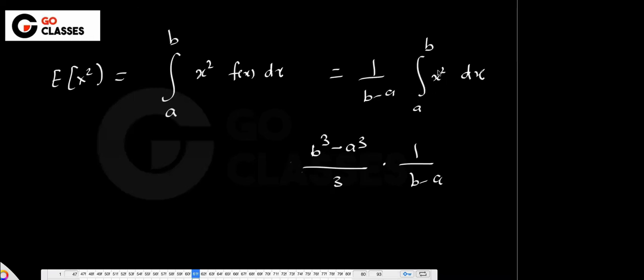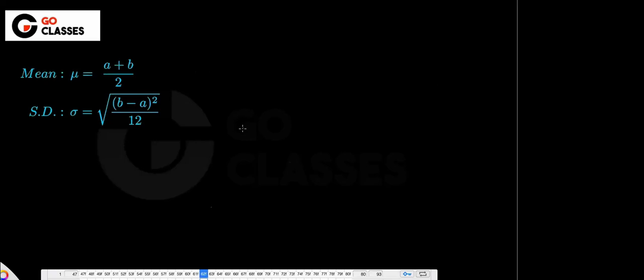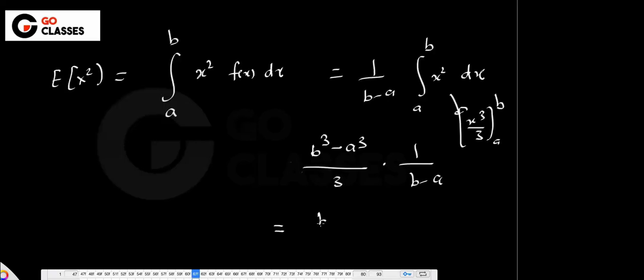This is 1 upon b minus a. I think things are good, right? This is b cube minus a cube. So basically this will be x cube by 3 from a to b. It should be fine, right? And then if you calculate it, it will come out to be b minus a whole square by 12. So I hope the calculations are fine. Do you see any flaw in the calculation? Seems good, right?